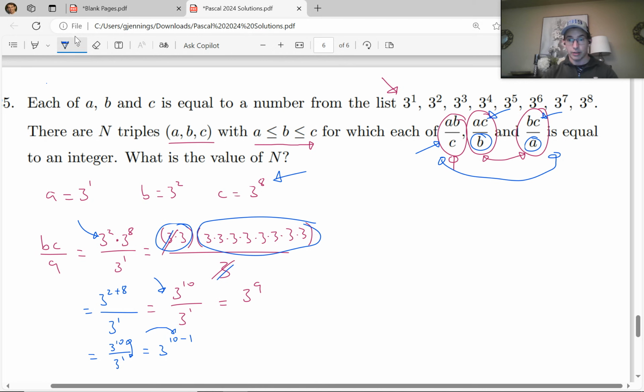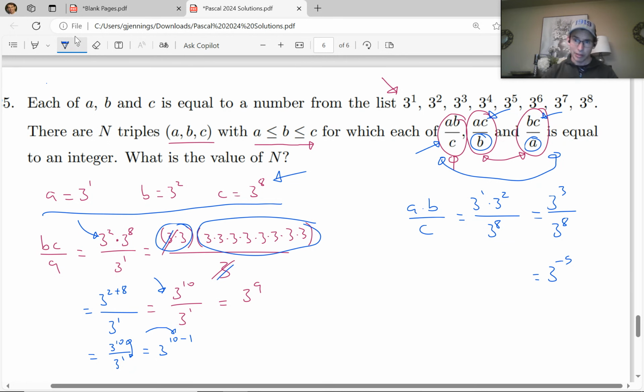And I'll show you when, like in this case here, these won't be an integer, watch. A times B divided by C equals 3 to the 1 times 3 to the 2 divided by 3 to the 8. Uh-oh, we got way more copies downstairs than upstairs. So that's going to be 3 to the 3, 1 plus 2, divided by 3 to the 8. That's going to be 3 to the negative 5. What do I do with 3 to the negative 5? That's the same thing as 1 over 3 to the 5. That's equal to 1 243rd. That's not an integer, is it? That's a rational number.